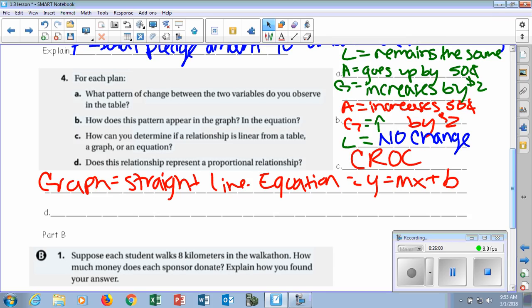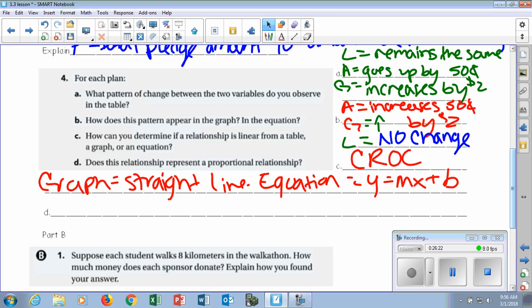And then lastly in D, they say, does this relationship represent a proportional relationship? All right, we went over proportional relationships yesterday. So Sophia, do they represent a proportional relationship? Yes? Okay. What kind of proportional relationship? What are we looking at?